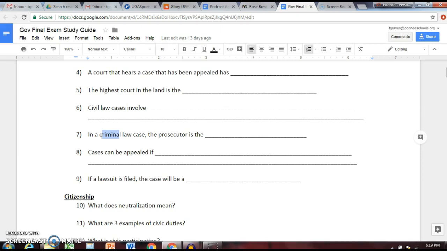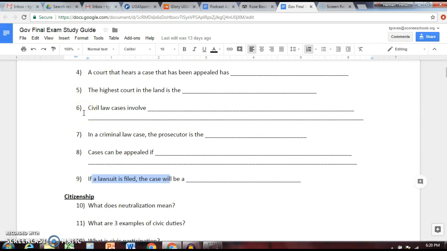Number eight, cases can be appealed if, there's a couple reasons it could be appealed. It could be appealed if there was a mistake made by the judge or a lawyer in the first case, or if there is new evidence that has come to light after your original trial. Those are two of the big reasons why you would have an appeal. You could also have an appeal if the question is a constitutional question based on like the Bill of Rights and the amendments.